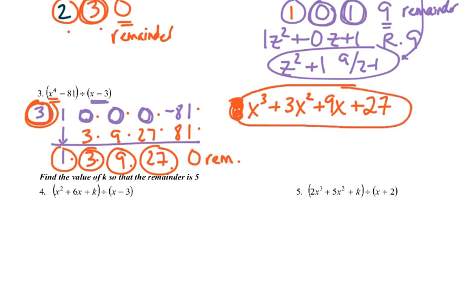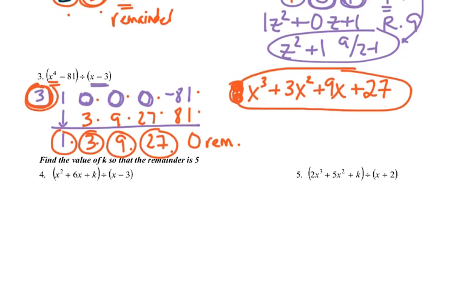The last thing are these K problems. You do have a K problem on the quiz, or test, even both. You would set aside the opposite of the number. We basically do it the same way. Line up the coefficients, 1, 6, and K. Drop the first number down.